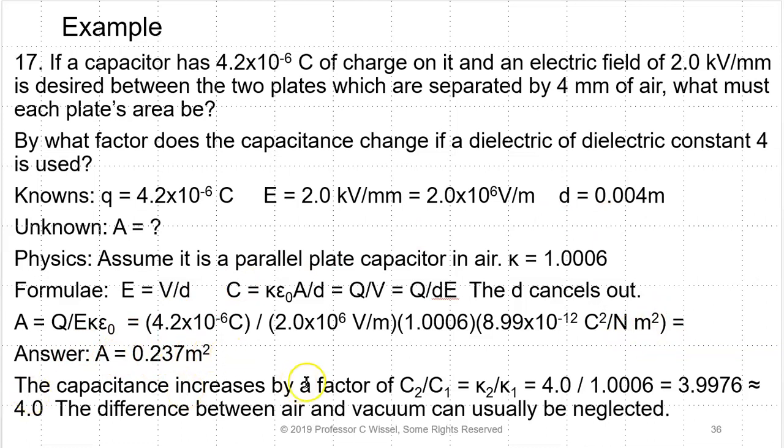The capacitance will increase by a factor of C2 over C1 equals kappa 2 over kappa 1. That will be 4 divided by 1.006 or 3.9976. To all intents and purposes, that's 4. The difference between air and vacuum usually can be neglected, and unless they tell you otherwise, pretty much neglected.